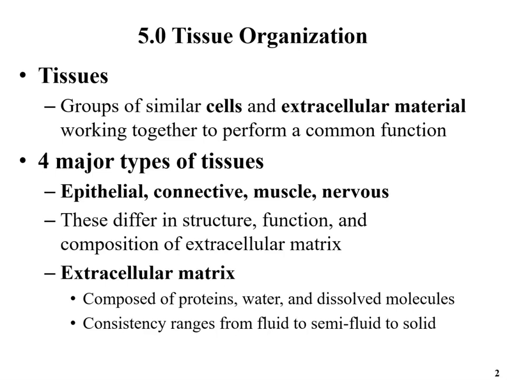There's epithelial, connective, muscle, and nervous tissue, and these differ in their structure, their function, and the composition of the extracellular matrix. Now, the extracellular matrix is that extracellular material that we mentioned earlier. So it's composed of proteins, water, and dissolved molecules, and consistency ranges from fluid, like in blood, to solid, like in bone.